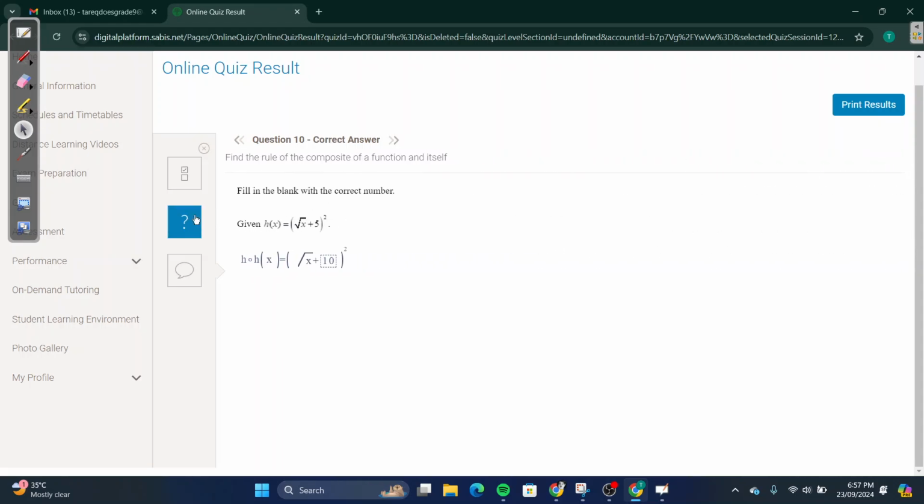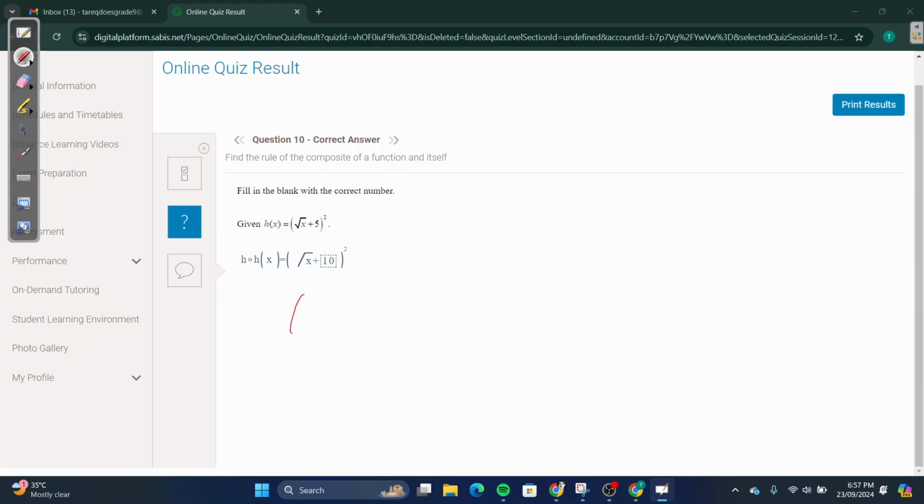Question 8. Question 10. What question 8? h of x is root x plus 5 squared. Okay. h of x. Why h of x? I don't know. This school is gonna make me go insane.